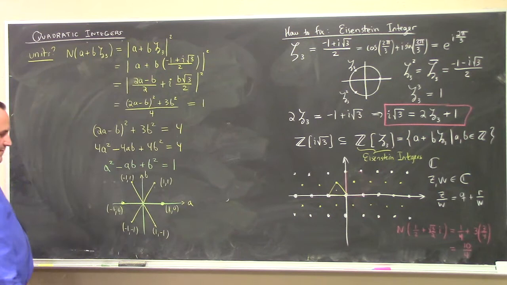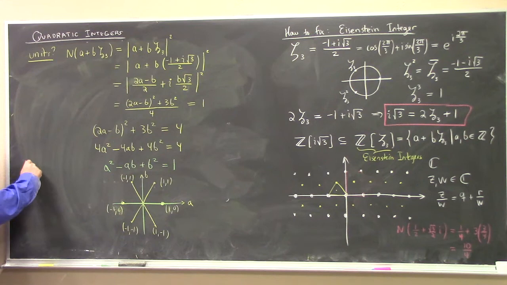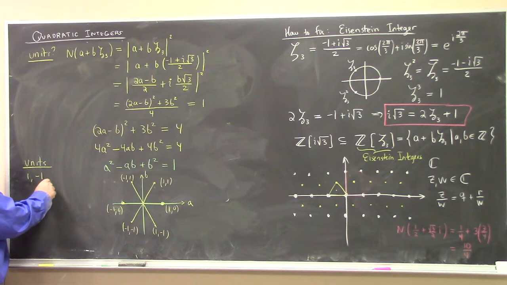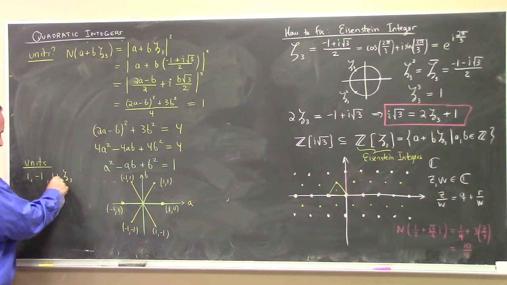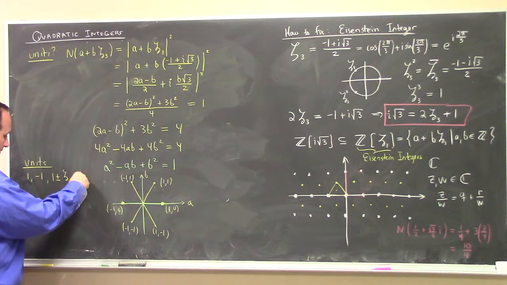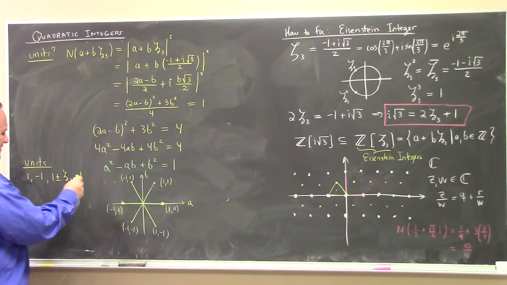And they give different things, right? So the units are 1, minus 1, and then like 1 plus the third root of unity, or minus the third root of unity, and also what? Minus 1. Plus or minus, well, that can't be it. Well, yeah, it can be it. 1, minus 1, plus or minus the third root of unity. I think those are it.